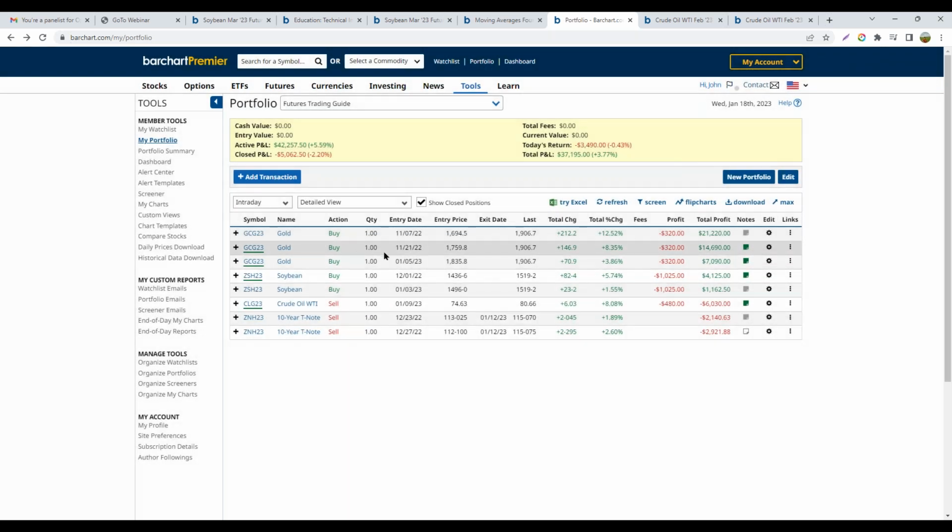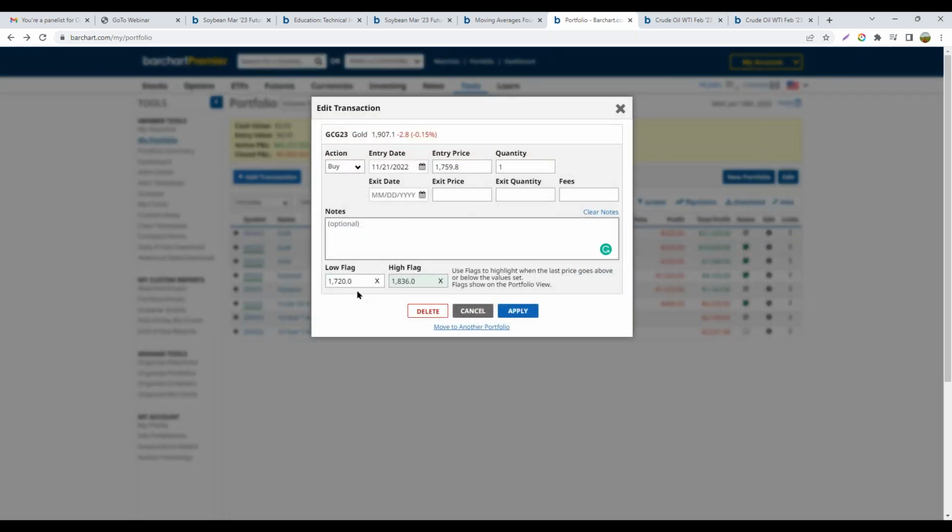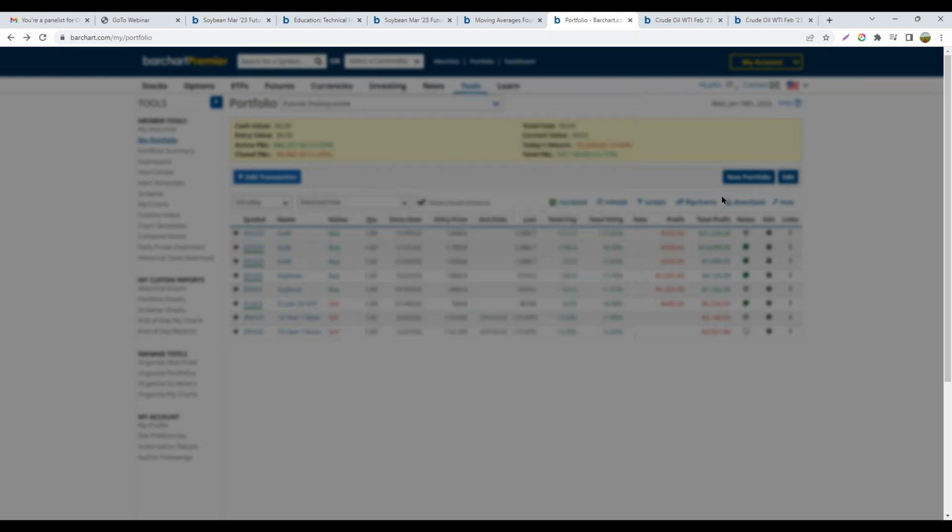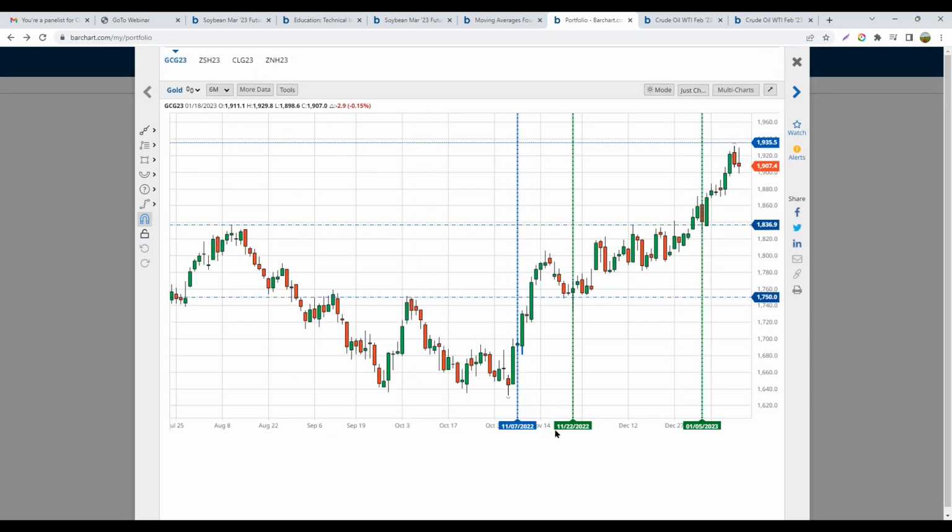Now let's look at that first add-on. This was the November 21st trade. Again, I haven't updated this one yet, but my low flag was 1720 and my high flag was 1836. Go back to our chart, and that was that entry. Why did I pick 1720? Well, that was the low of this impulse candle where I added this new position, so that would have been my risk. That's where I would feel that if price fell below there, I'm probably wrong on this trend.